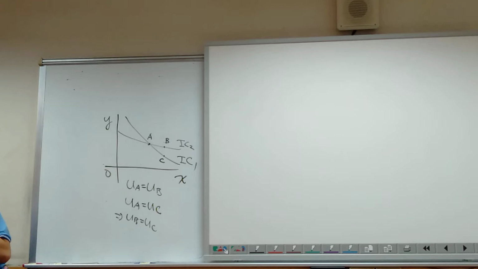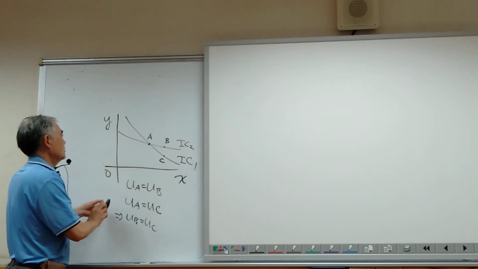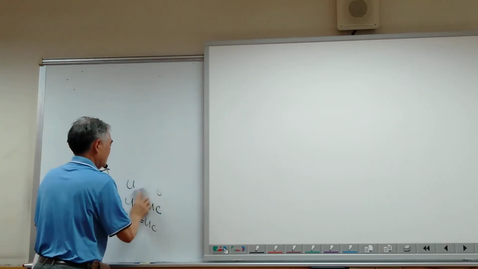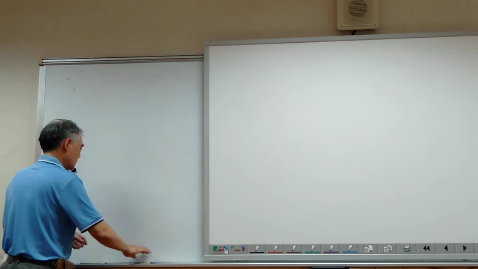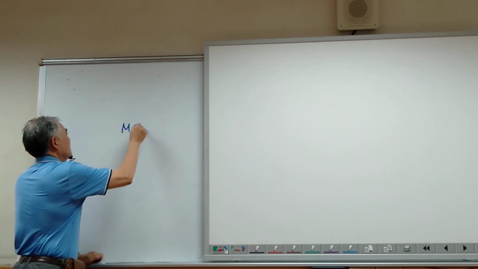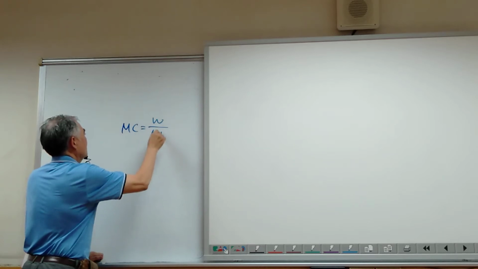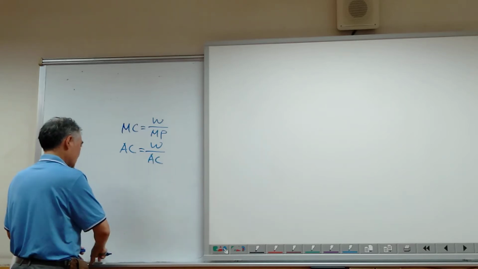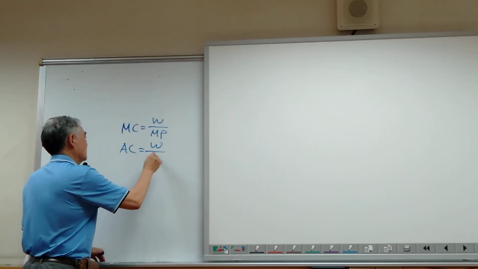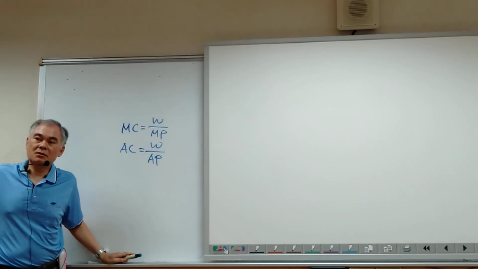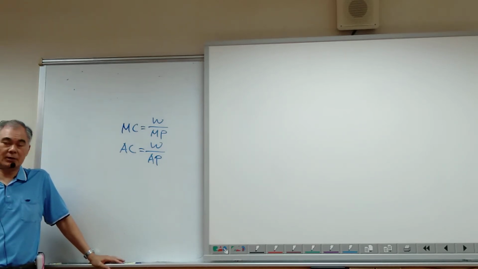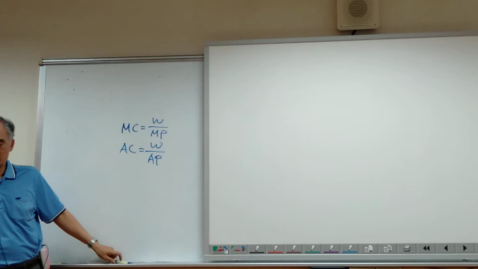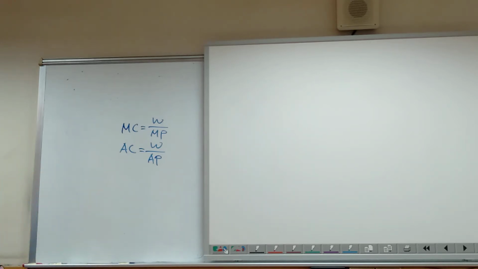Okay, question 4. Question 4 we showed before, so I don't want to waste time here. So you need to figure it out yourself. We have done it at least twice. So MC is equal to W over MP, and AC is equal to W over AC. No, sorry, AP. So here, the assumption is that we only have one input and no fixed input. And this input is labor. You should be able to get it. So question 4 is like that.